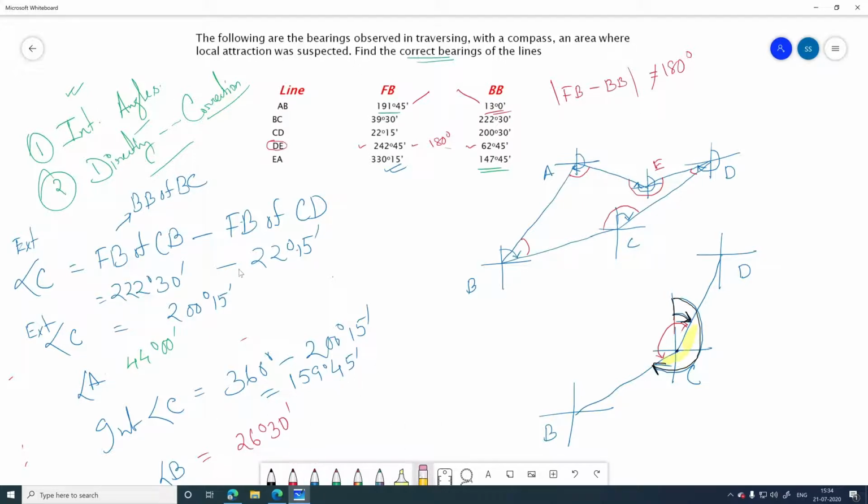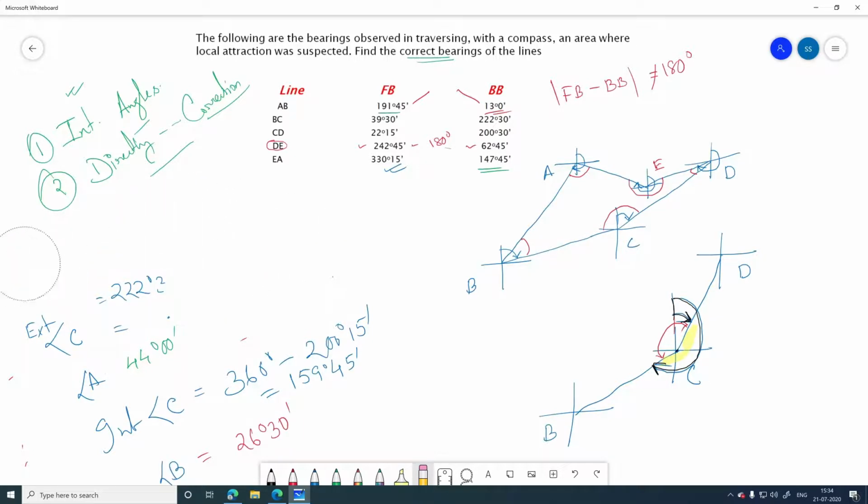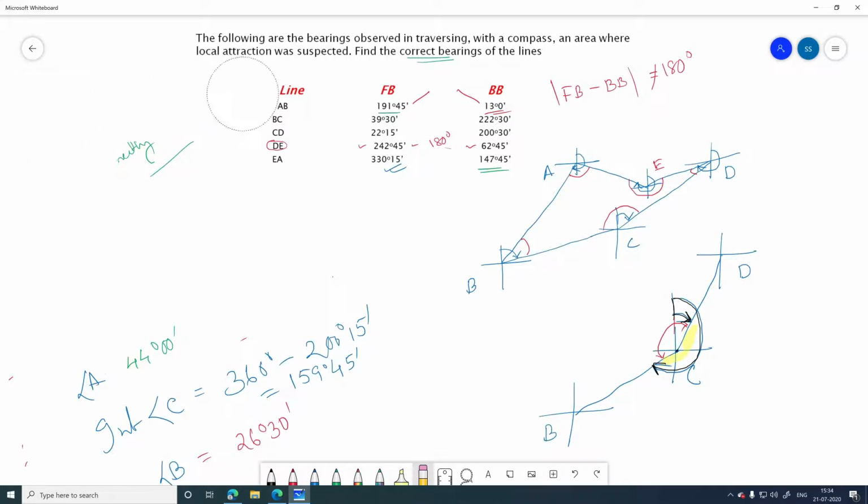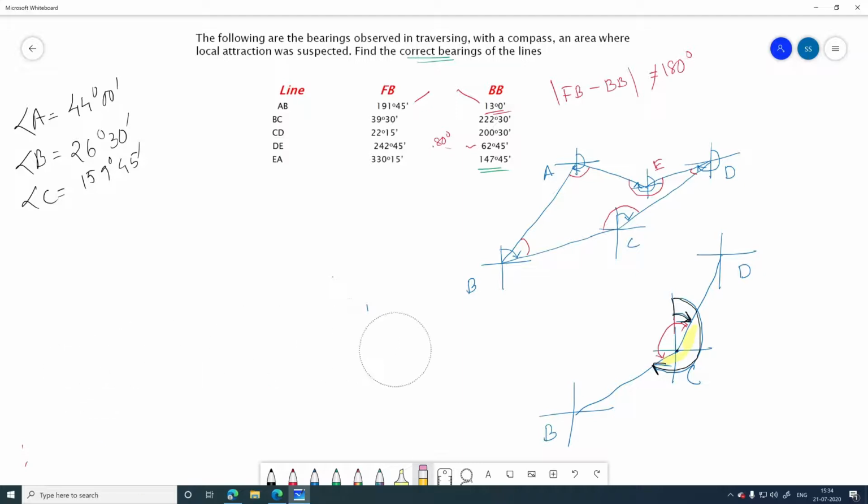So let's remove all this and write only the value of interior angles. So let's remove this also. So angle A, that is 44 degree 0 minutes. Angle B equals to 26 degree 30 minutes. Angle C, interior angle, that is, these are all interior, okay, 159 degree 45 minutes. Now we will determine the angle D and E.